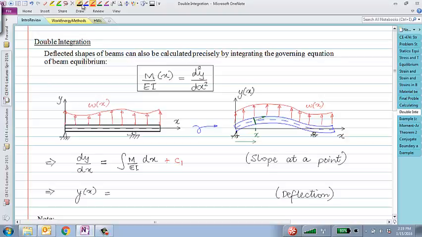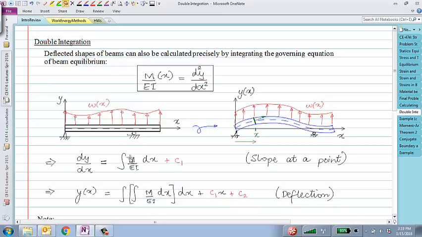If you integrate it again, you get the double integral of M over EI dx. I'll integrate the constant here again. So let me write that in, C1 x plus C2. And that would be basically the simplest way to try to find deflections of any structure.